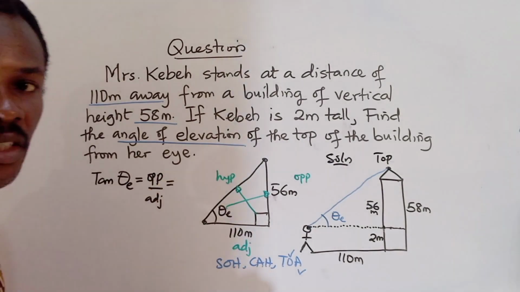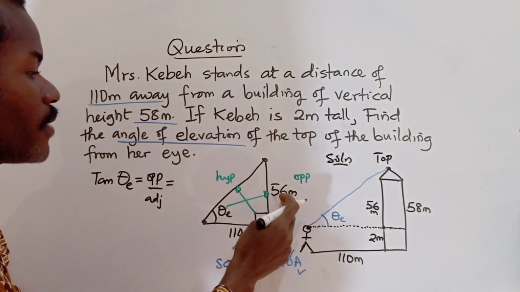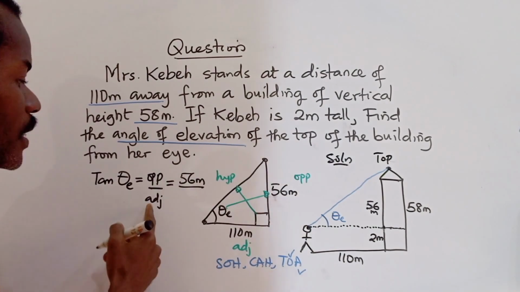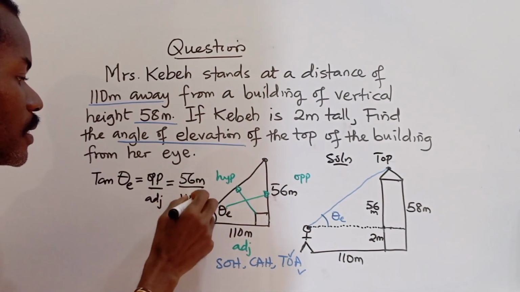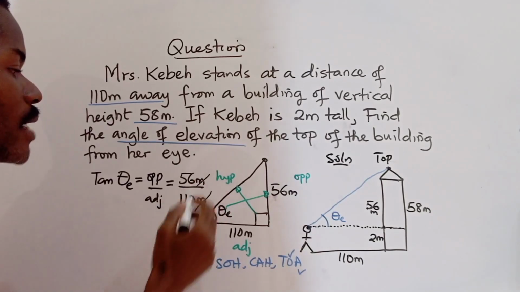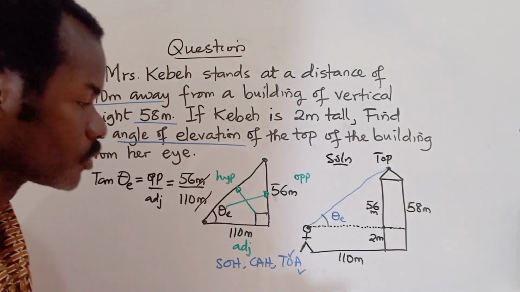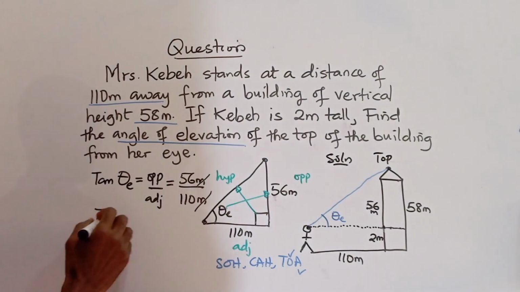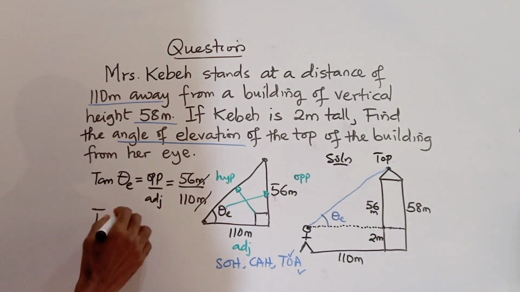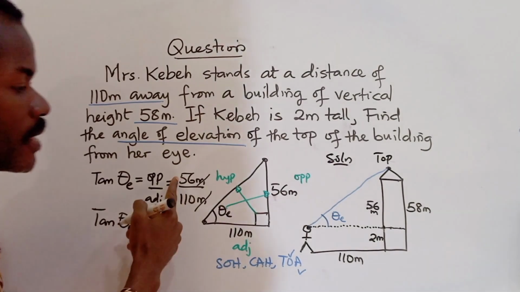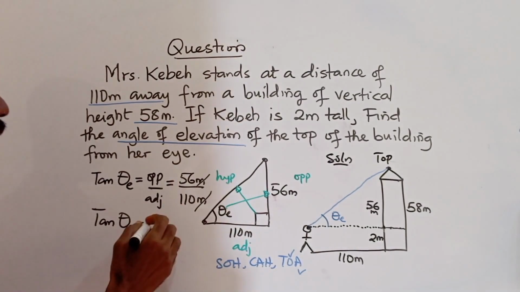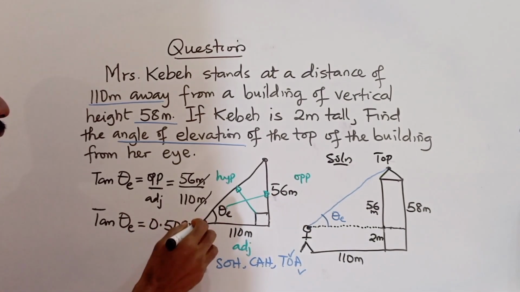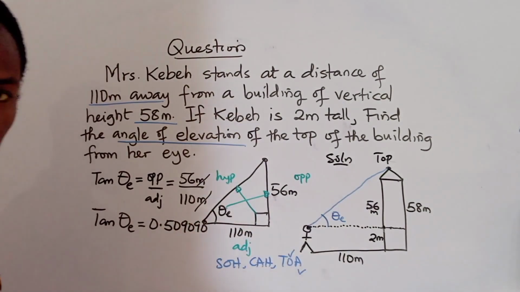So our opposite in this diagram is 56 meters, divided by the adjacent, which is 110. The meters cancel out. Now 56 divided by 110, what would that give us? So tan of the angle of elevation is going to be 56 divided by 110, which should give us 0.509090, and it keeps going.